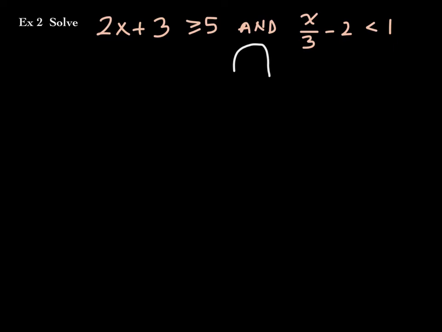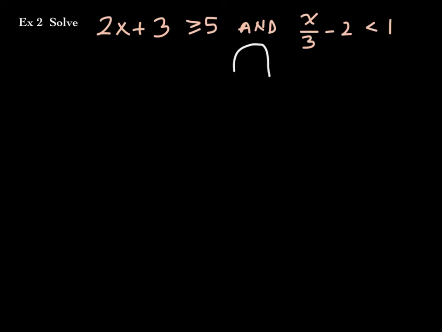Okay, guys, the way we solve a compound inequality is we solve each inequality separately. So solve this one and then solve this one. So let's take the first one here: 2x plus 3 is greater than or equal to 5, and let's solve it.